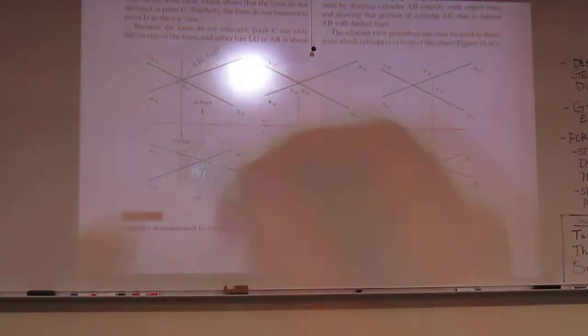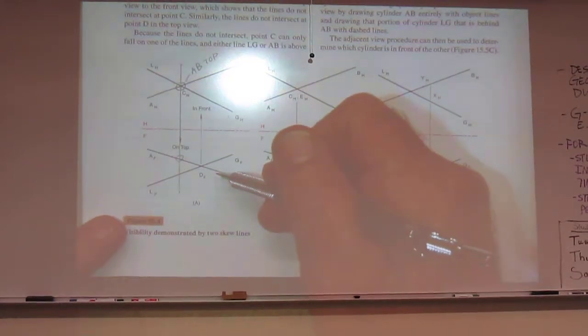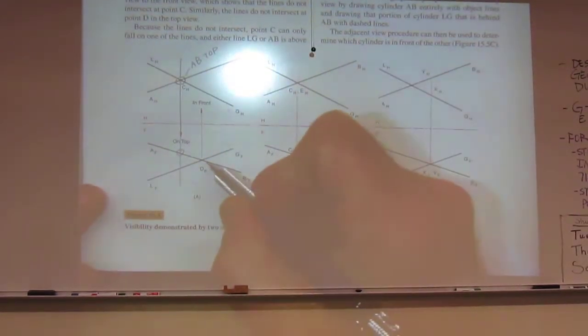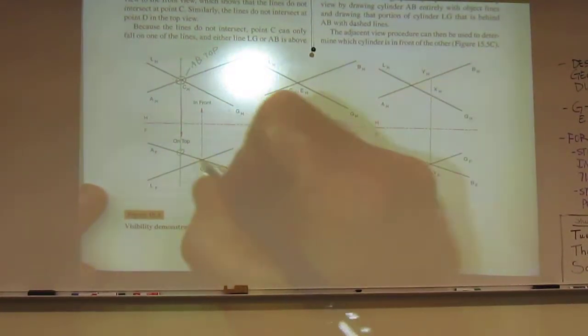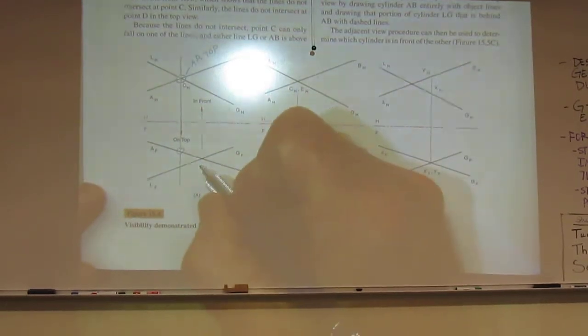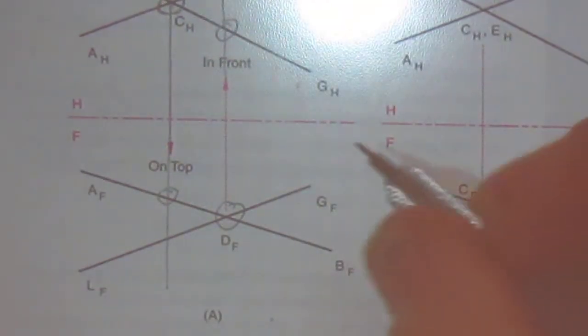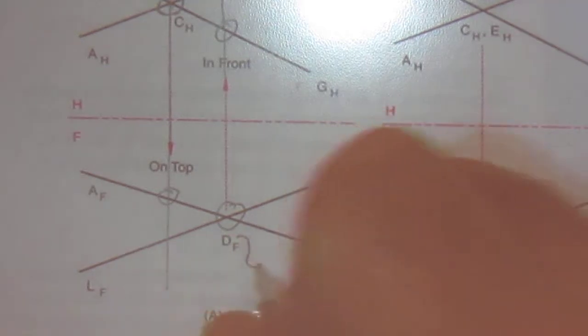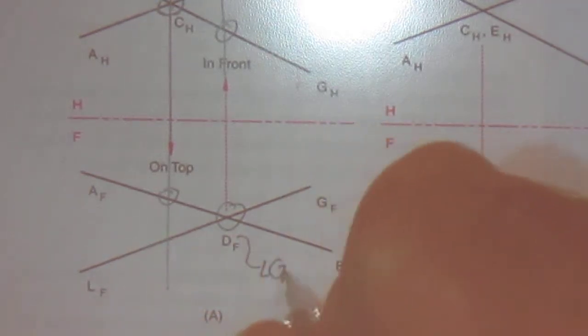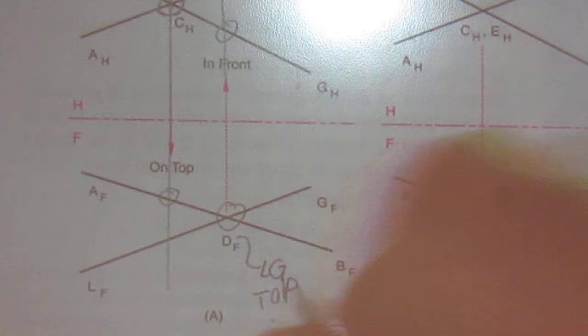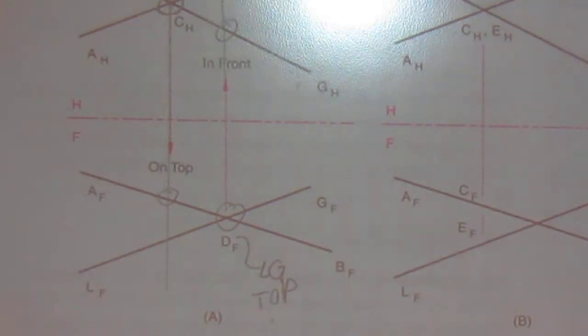Now, you don't know really what's going on here, but you do the same thing. So on this one, which one's on top or whatever in this view, again, look at the supposed intersection point, this one right here. And then I'm going to project that into this view, and as I bring that up, notice you hit LG first, right here. So therefore, on this intersection, LG is on top of AB.